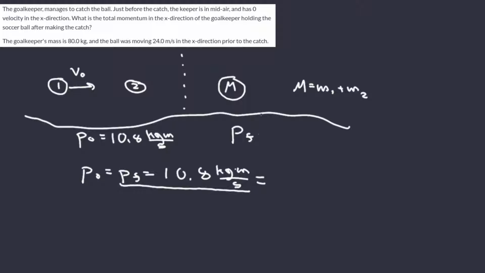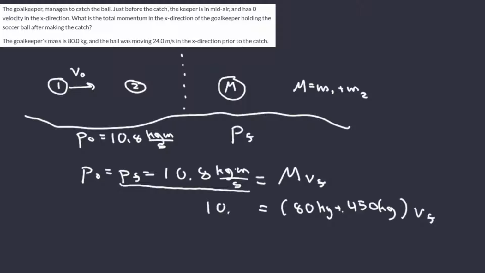We need to write down the momentum of the combined goalkeeper and ball in the final picture. So we're still going to use our p equals mv equation, but here the mass is capital M, and we're dealing with v final. So capital M, it's just 80 kilograms plus 450 grams. And v final is our unknown. So I'll put 10.8 over here on the left side.